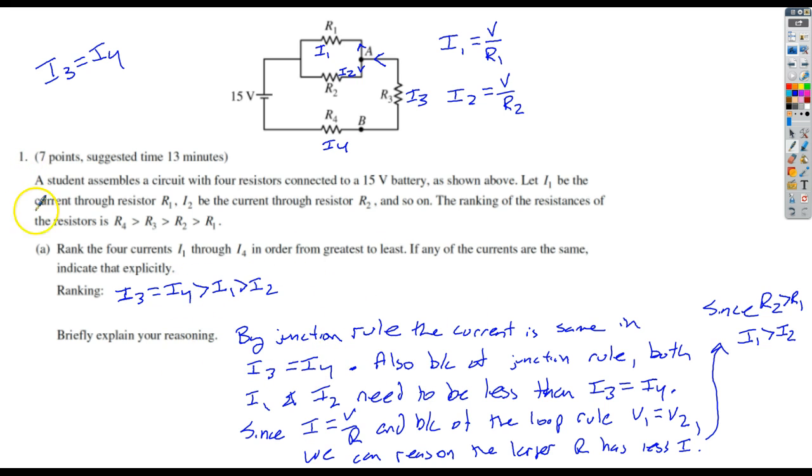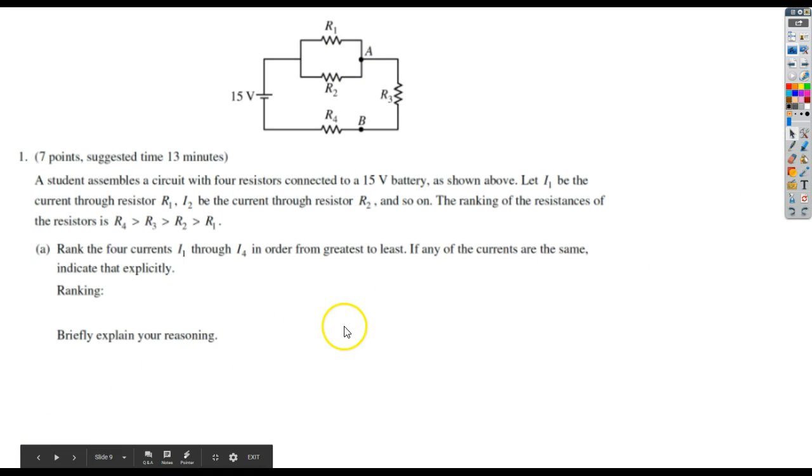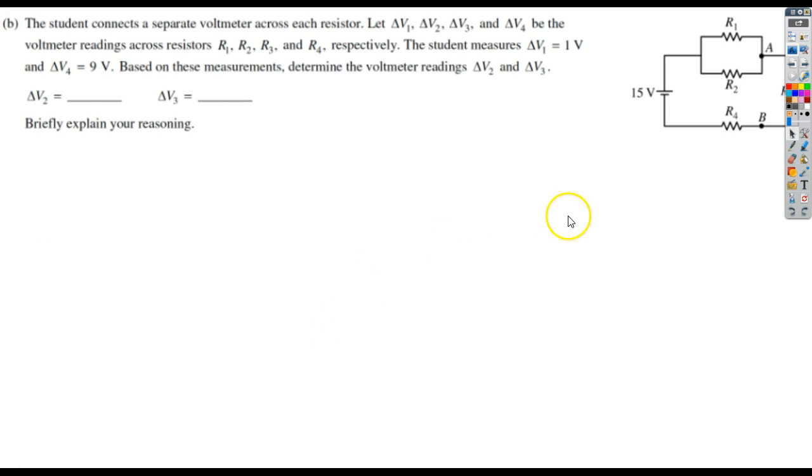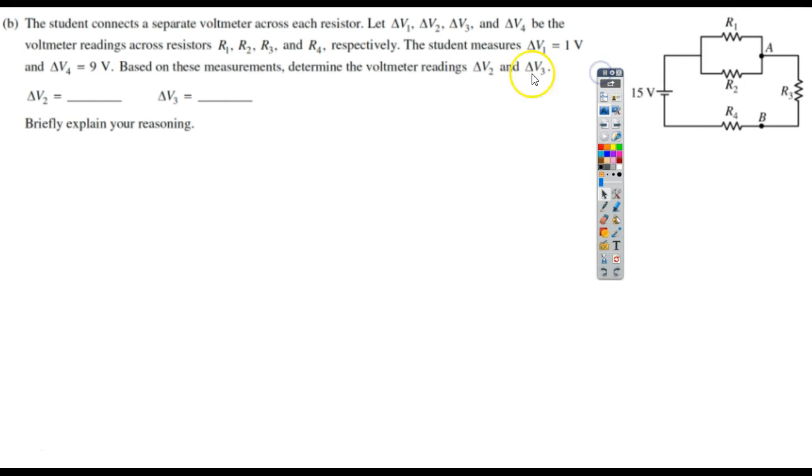And notice this is part A. Let's go ahead and take a look at part B. Part B is easier. So for part B, the student connects a separate voltmeter across each resistor. So now we know what the voltage is in each one. We're going to let the change in all these be the same thing.